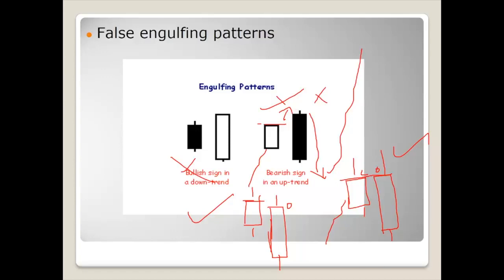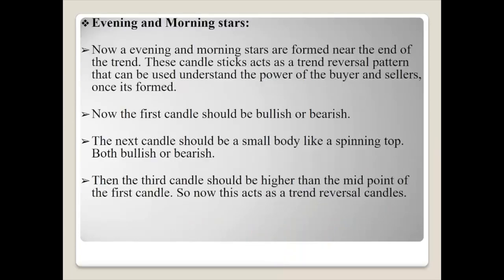So the next thing which we are going to see is the evening and the morning stars. The previous candlesticks we were seeing were a two candle trading method. Now the thing we are going to see is called a triple candle trading method. Now an evening star and a morning star are used for trend reversals. These are trend reversal candlesticks.